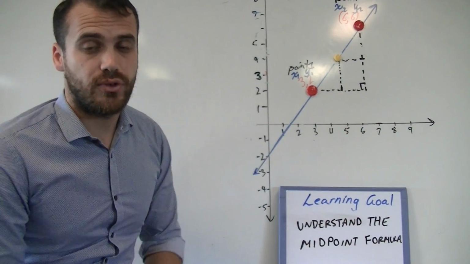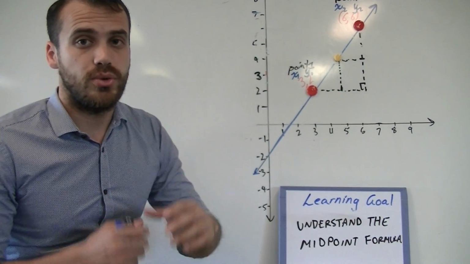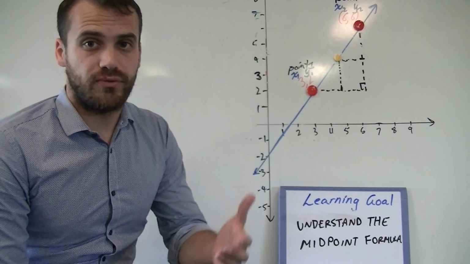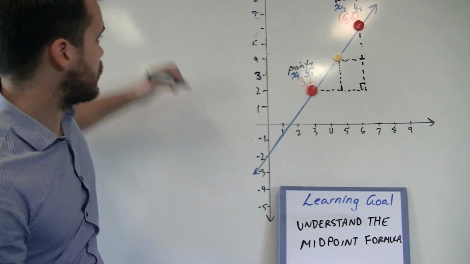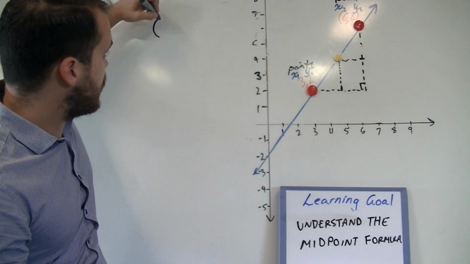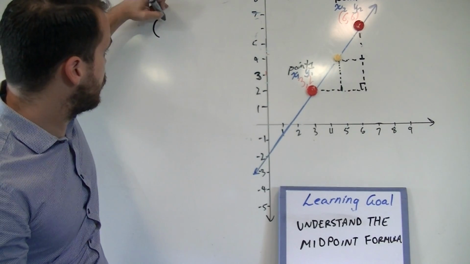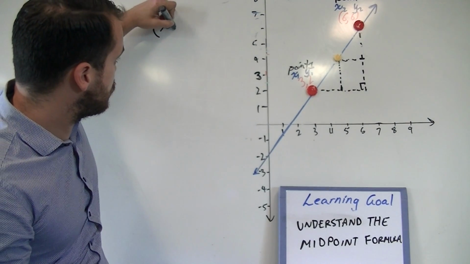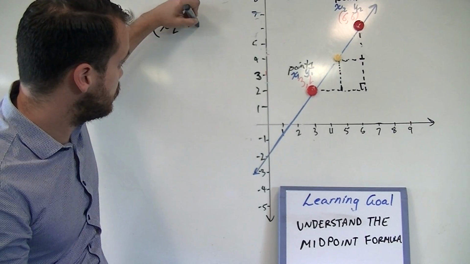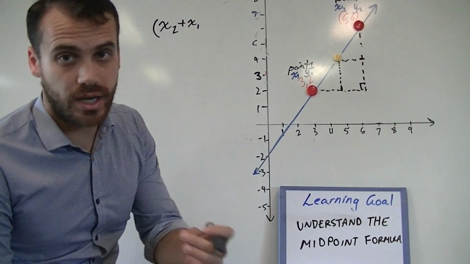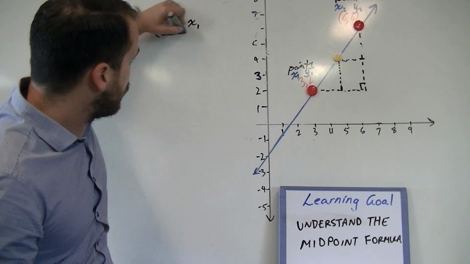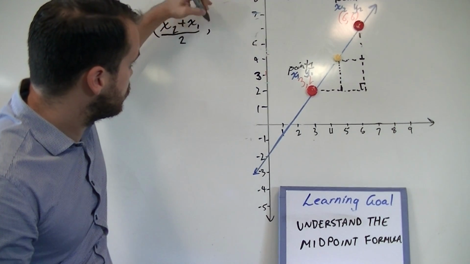Now to find the average between two x values, you would add them together and then divide them by 2. So our midpoint for the x value is going to be x2 plus x1, be careful, normally you're subtracting them in the other formulas, divided by 2.